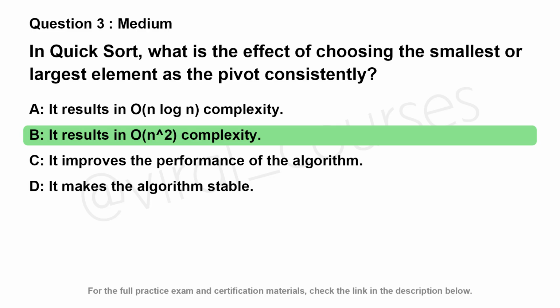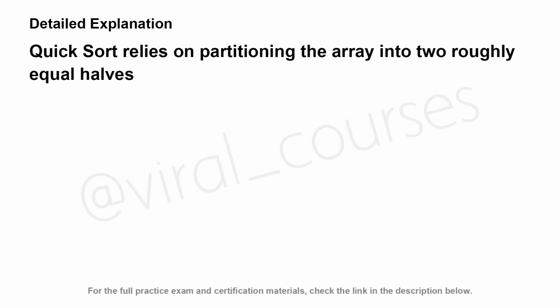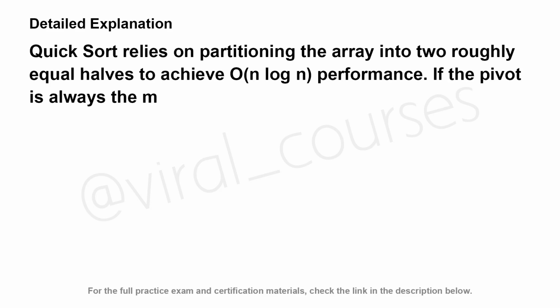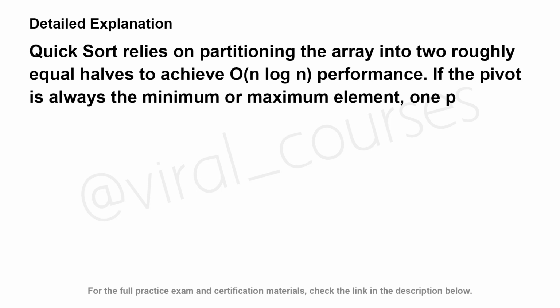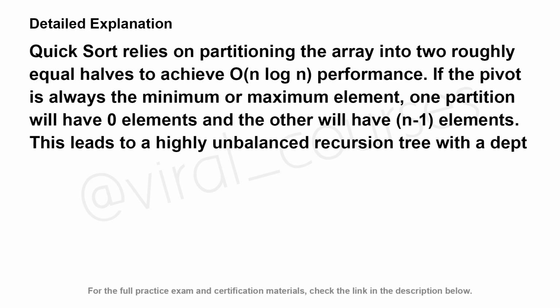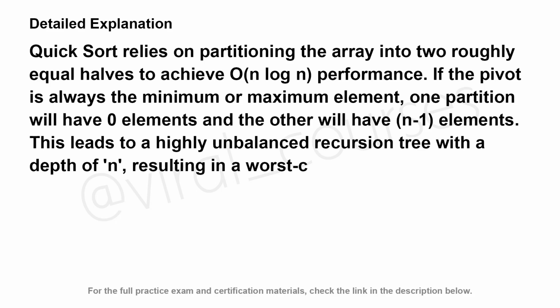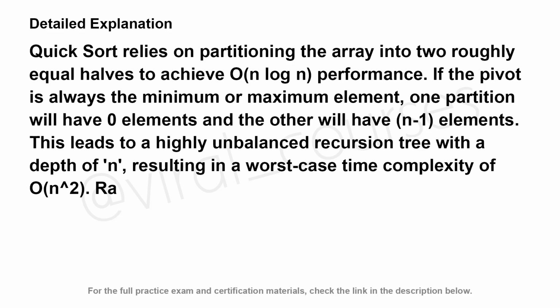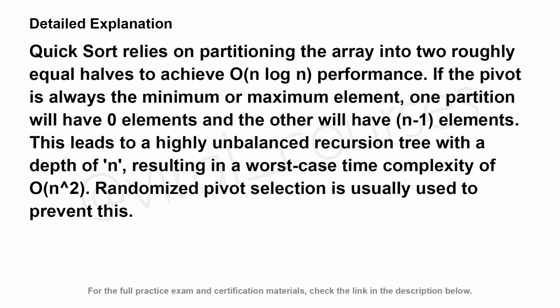The correct answer is B. Quick sort relies on partitioning the array into two roughly equal halves to achieve O(N log N) performance. If the pivot is always the minimum or maximum element, one partition will have 0 elements and the other will have N-1 elements. This leads to a highly unbalanced recursion tree with a depth of N, resulting in a worst-case time complexity of O(N squared). Randomized pivot selection is usually used to prevent this.